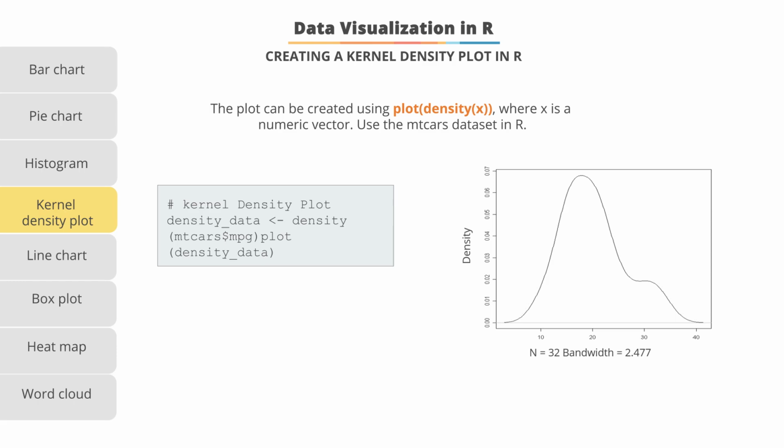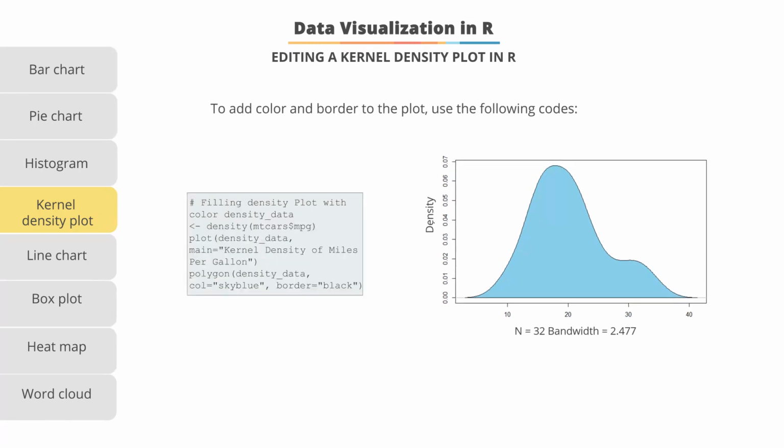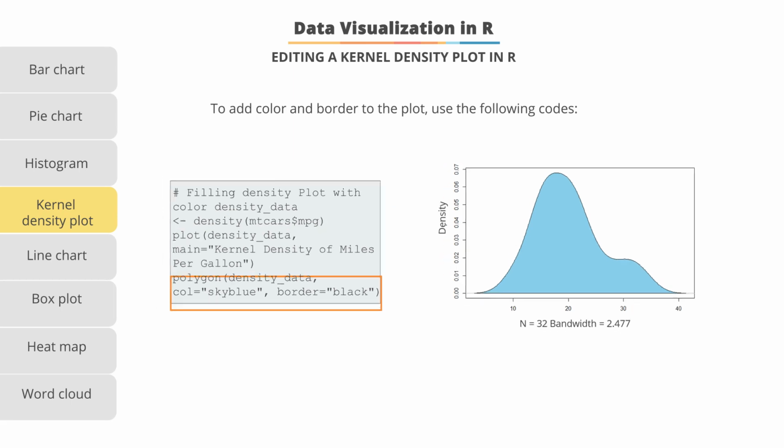We always want to visualize and make things prettier. Most leadership wouldn't want to see this if they could see this. It's just more visually appealing to the eye. So here, again, we created this density, we created this plot. Again, we have the main, which is the title of this visualization, called kernel density of miles per gallon. And then the polygon is essentially filling in what's under the curve. And so we're saying we want that to be sky blue and the border of that to be black.